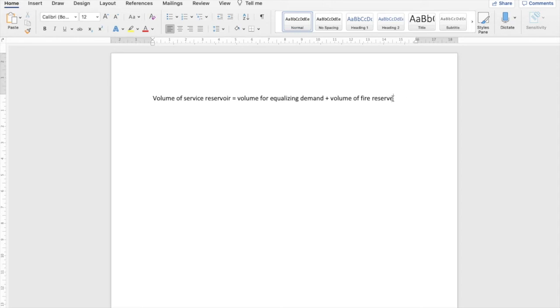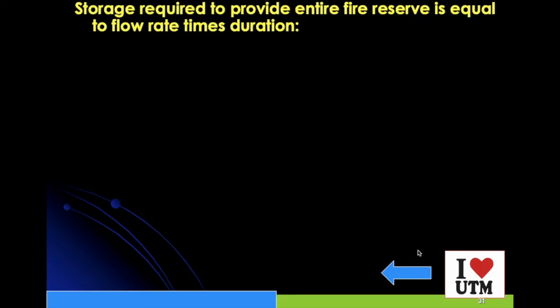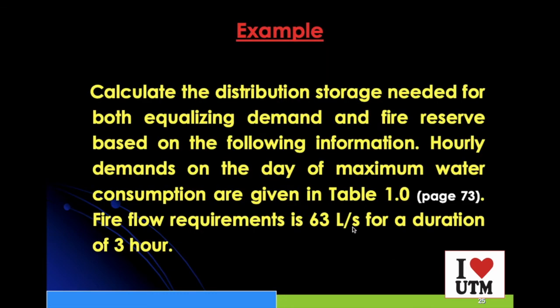Okay, so I think the easiest part is to calculate the volume of fire reserve. So let's do that first. Storage required to provide the entire fire reserve is equal to the flow rate times the duration. The flow rate for the fire is 60 liters per second for a duration of 3 hours.